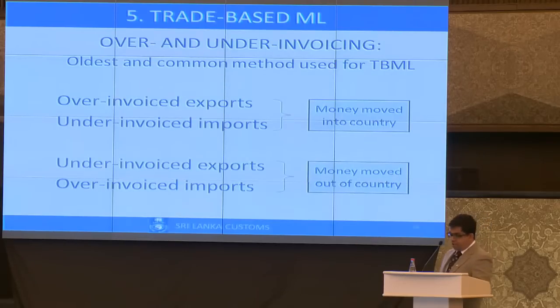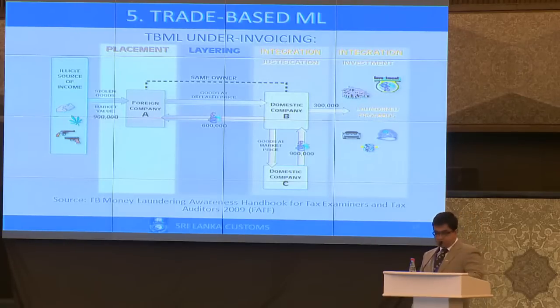When you move to over and under invoicing, that is the oldest and most common method used in money laundering. Over invoiced exports and under invoiced imports usually move money into the country, and under invoiced exports and over invoiced imports move money out of the country. This is an example of the under invoicing mechanism. I will skip it because of the time.